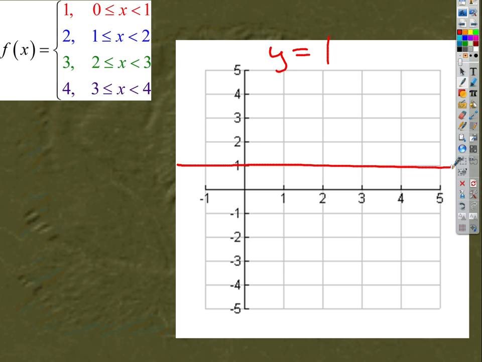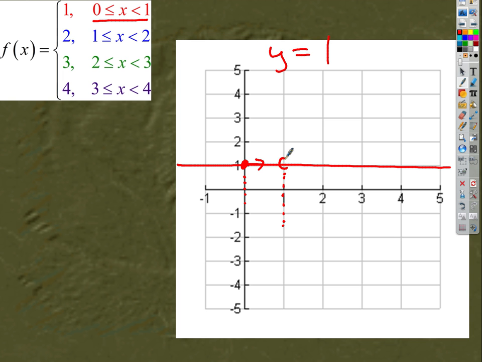Except that we're not graphing the whole thing. We're only going to graph the piece where it's switched on. It's switched on here, where x is greater than or equal to 0. Okay, so that means that x is 0 right there, right? So when x is greater than or equal to 0, I'm going to start graphing the line. But x also has to be less than 1.